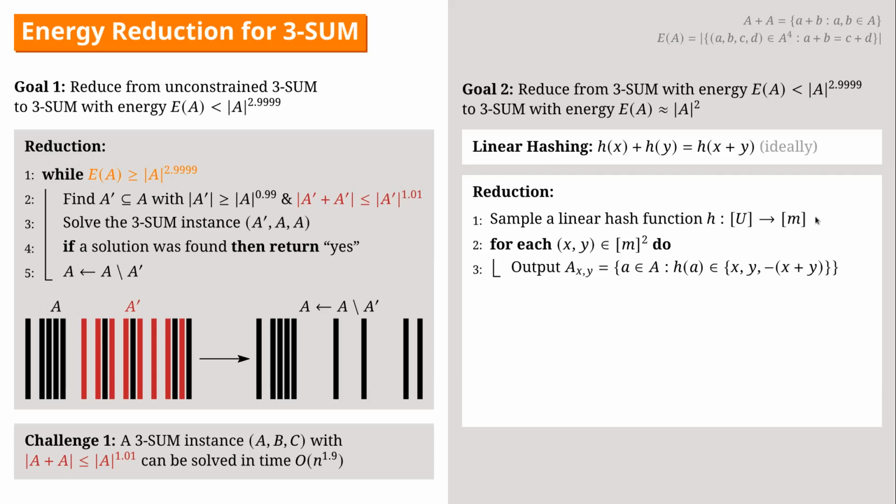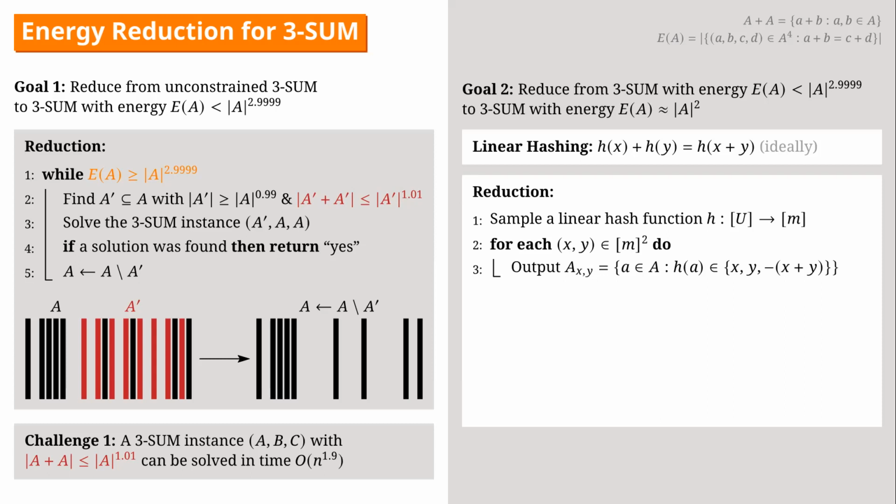Then we iterate over each pair of buckets x, y, and we construct the sub-instance of our given one, which I denote by A_{x,y}. It's just a subset of our original instance for which the hash values are restricted to either x, y, or minus x plus y. It might seem non-obvious at this point, but in this way we do preserve every three-sum solution. And you can check it as follows.